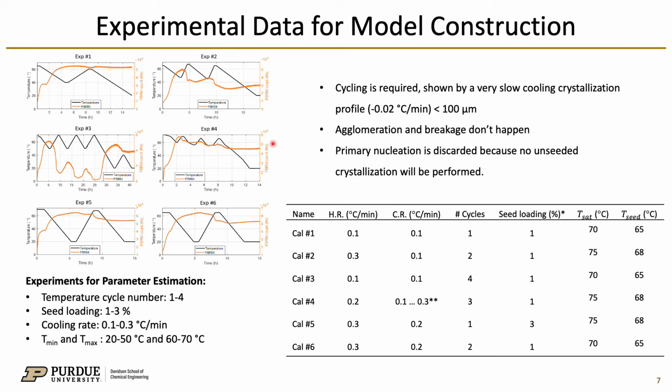And based on our industrial requirements at hand, no unseeded experiments were to be performed. So, all the experiments were started by addition of very small primary crystals to trigger secondary nucleation and immediate crystal growth. For this reason, the primary nucleation mechanism was omitted from the process model. On the left, you see the temperature profiles, which are black lines, and total crystal count from FBRM, which are orange lines, from these training experiments.